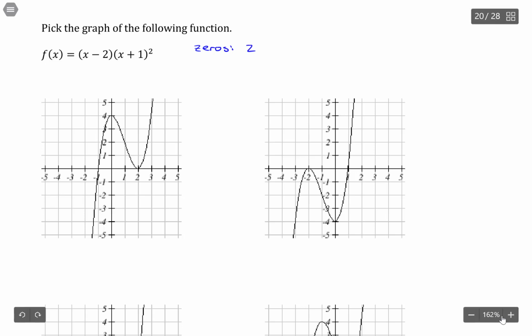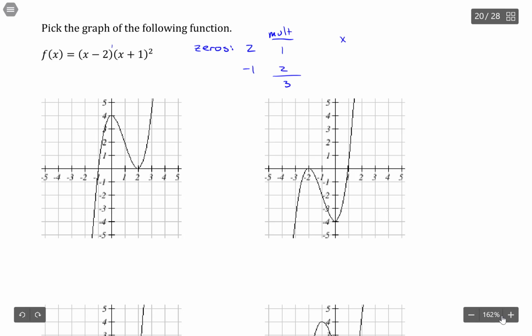So that would be positive 2 and negative 1 after doing that. In addition, we can identify the multiplicity of each of these zeros. The multiplicity of positive 2 is 1 because there's no exponent on that zero. But of negative 1, it's 2. So the total of all the multiplicities is 3. So that tells me I have a degree 3 polynomial.